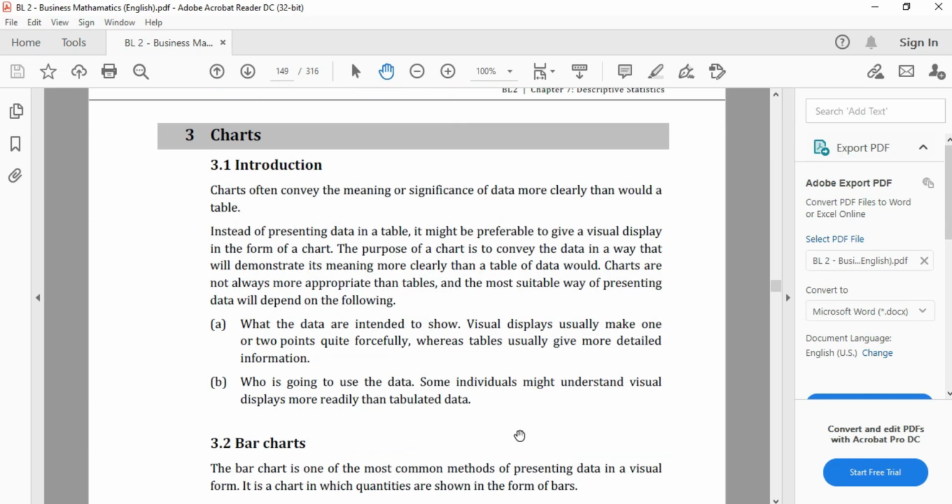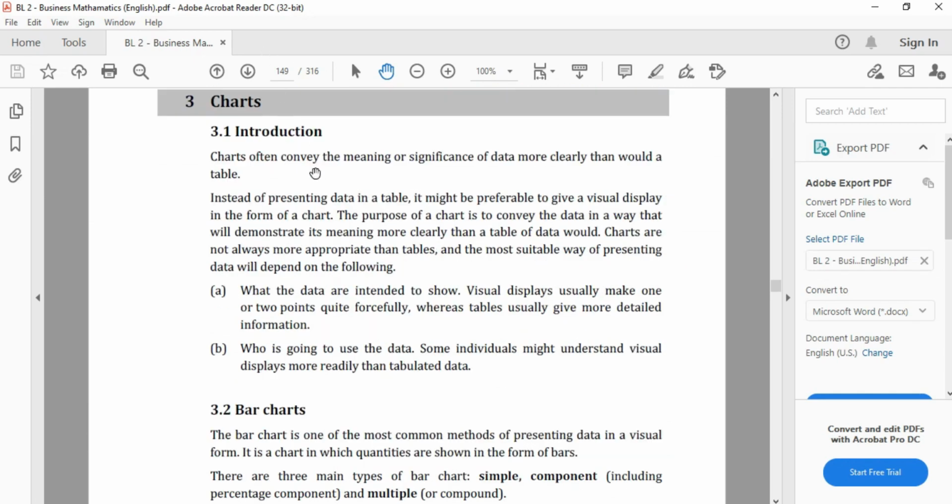Next, let's see charts. Charts often convey the meaning of data more clearly than a table would. Instead of presenting data in a table, it might be preferable to give a visual display in the form of a chart. Charts are not always more appropriate than tables, and the most suitable way of presenting data will depend on what the data is intended to show and who is going to use the data.